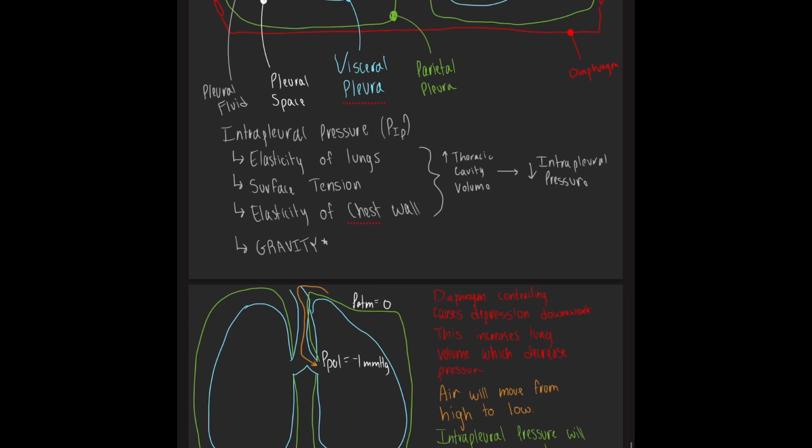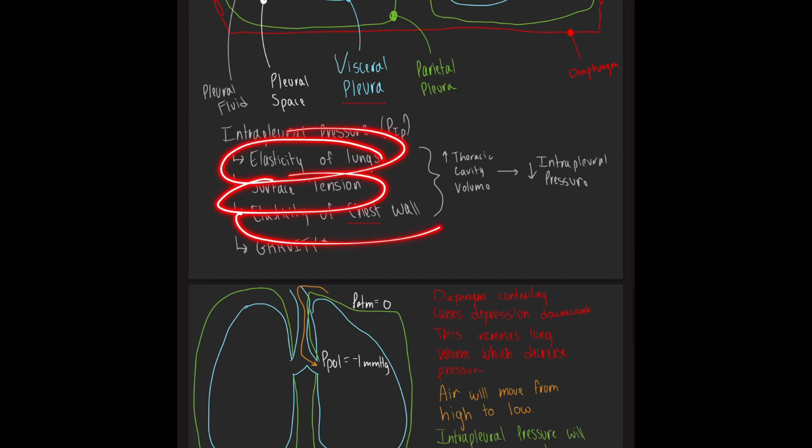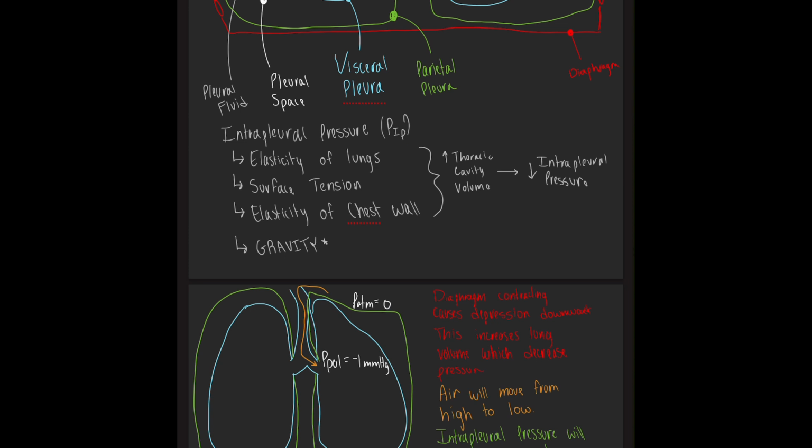Okay, let's get into it a little more. There are three important things to understand about the intrapleural pressure. It's made up of the elasticity of the lungs, surface tension, and the elasticity of the chest wall. We're not going to talk much about the chest wall. We talked a little bit about it in lecture, but it's not super important. Surface tension is important, and elasticity is super important.